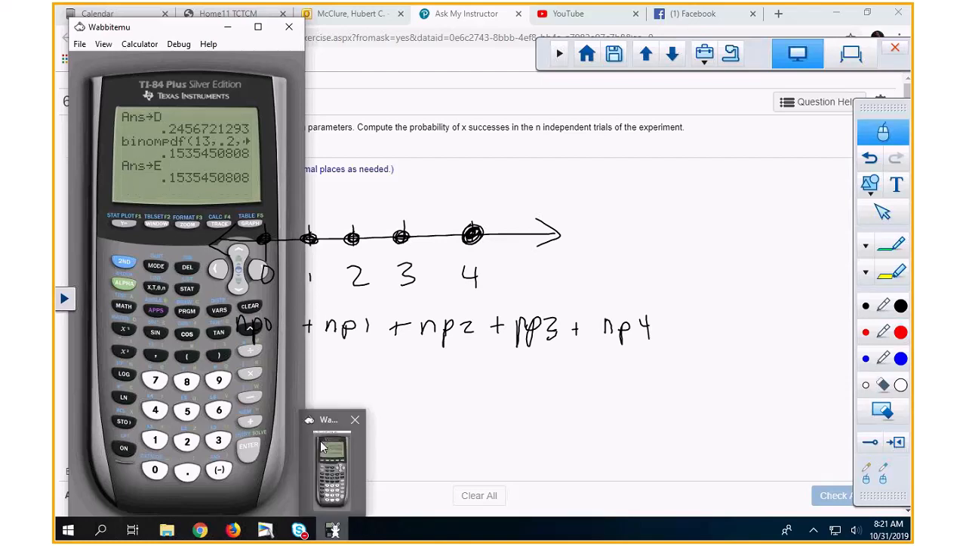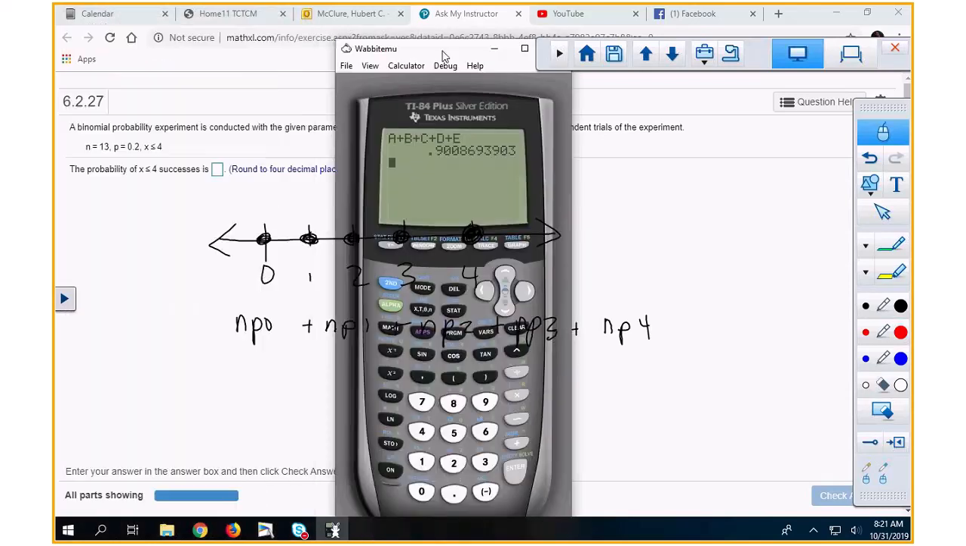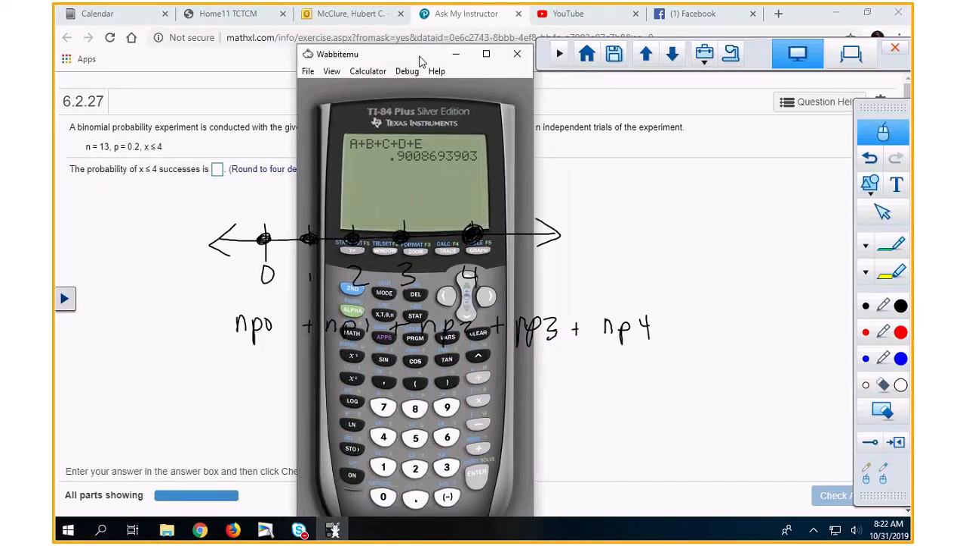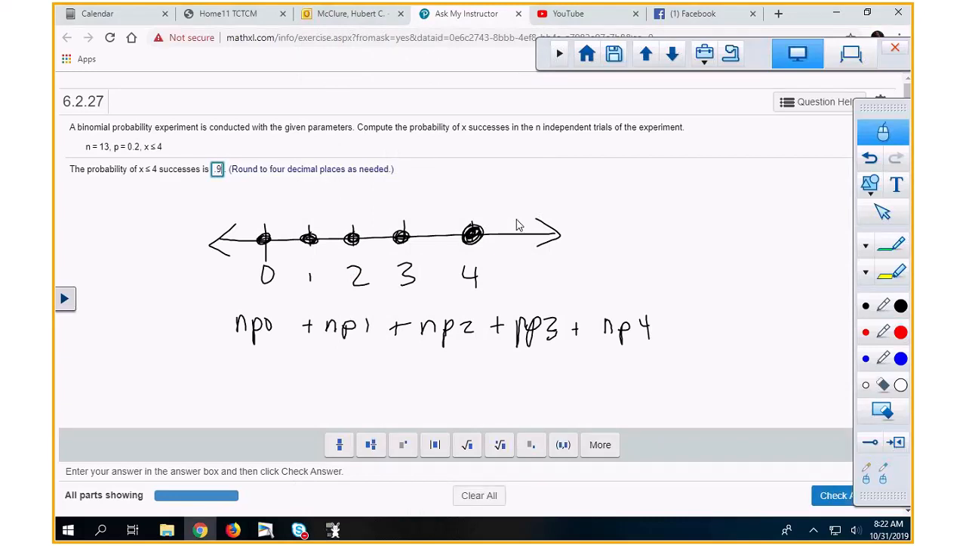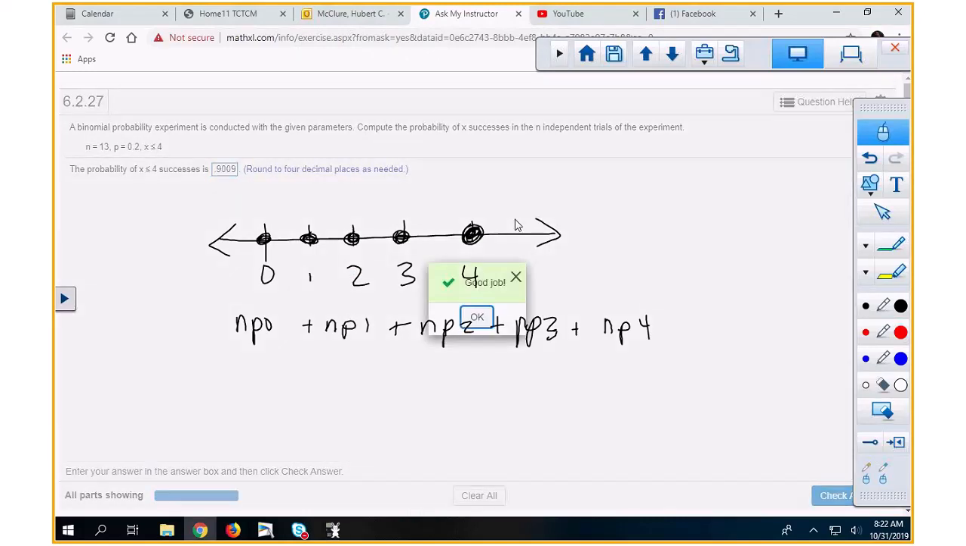And now what do you think you do? You add them all up. Alpha A plus alpha B plus alpha C plus alpha D plus alpha E. There you go. 0.900, and 4 decimal places would be 0.9009. So that would be 0.9009. We got it right.